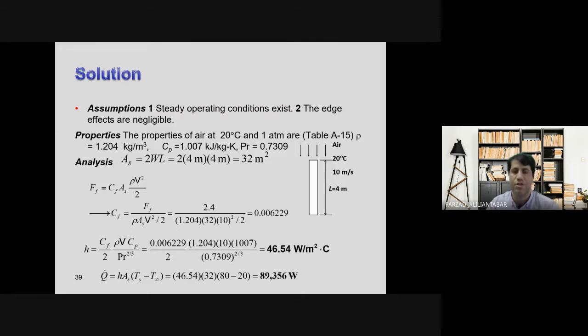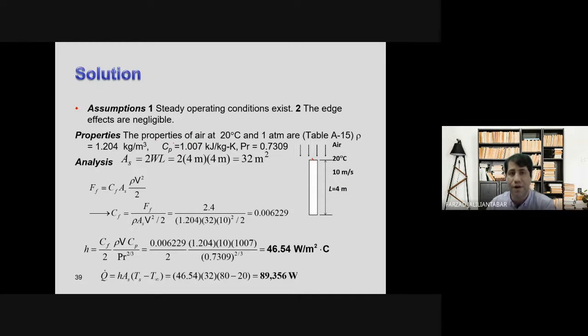Start again with the assumption that a steady operating condition exists. The edge effects are negligible. Why is it negligible? Because it would change the heat transfer property. When we have a flow like this, the edge also is affected. But because the thickness is small, we can assume the effect of the edge on the heat transfer, or on the force actually, is negligible.